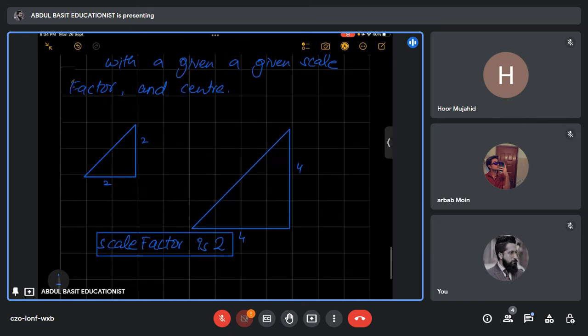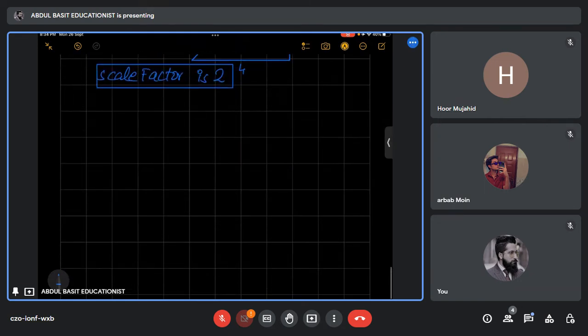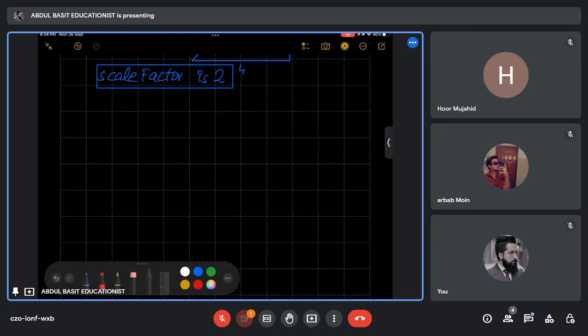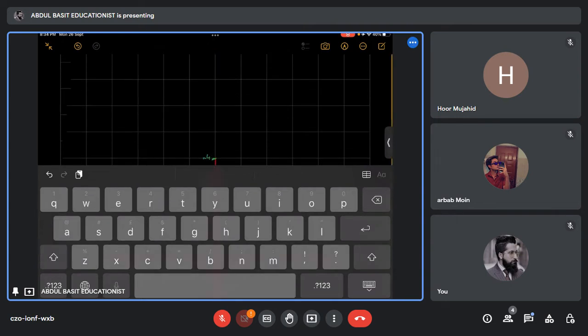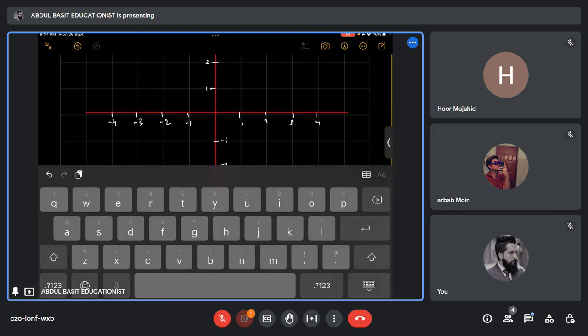Okay, so let's find out in transformation how we can expect a question from the examiner.